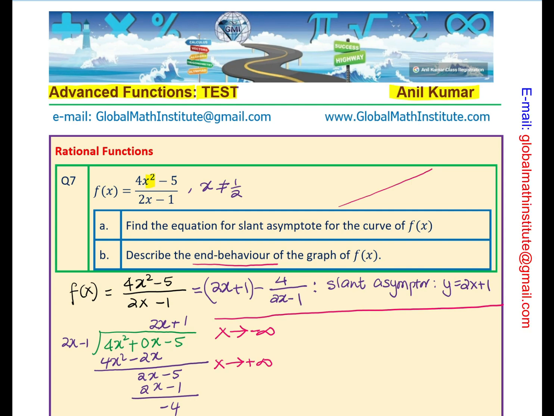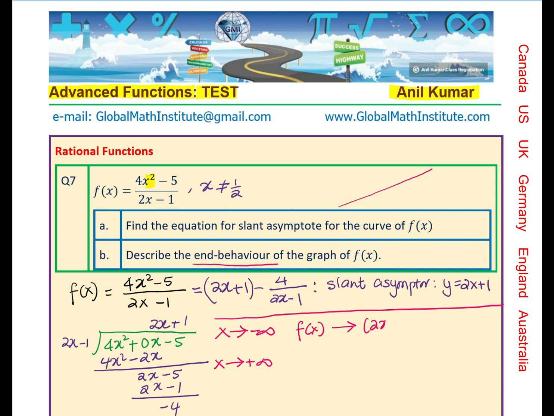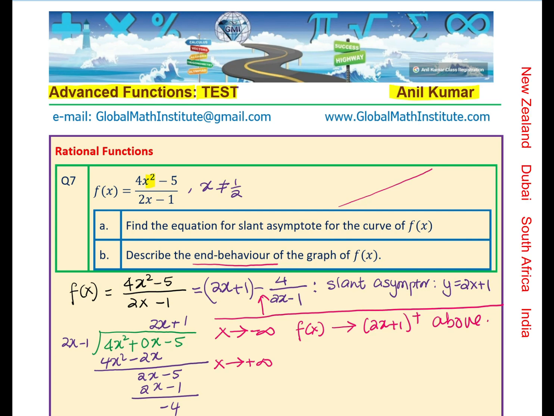Now, if I substitute a large negative value for x, in that case f of x will be more than 2x plus 1, right? So I write positive, meaning from above, because this term, minus over minus, will make it positive. So on this side, it will approach like this, you get the idea. So that is one part.